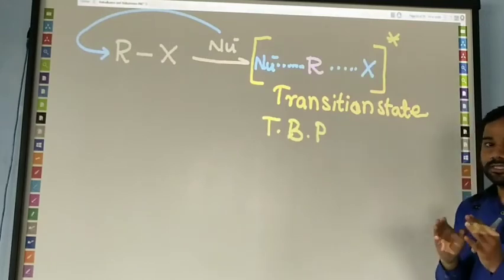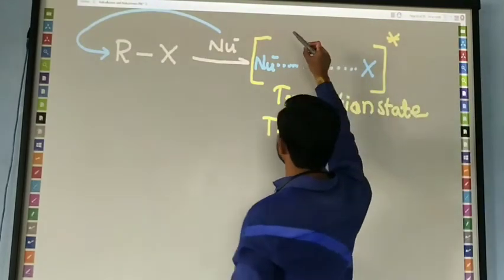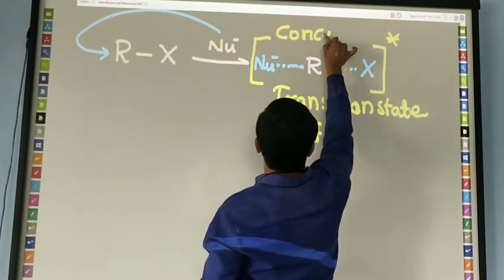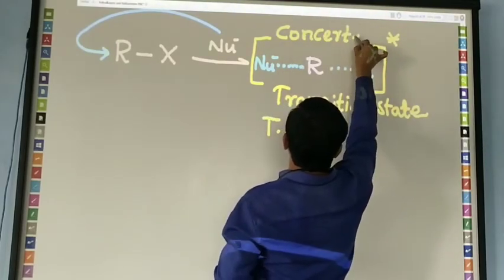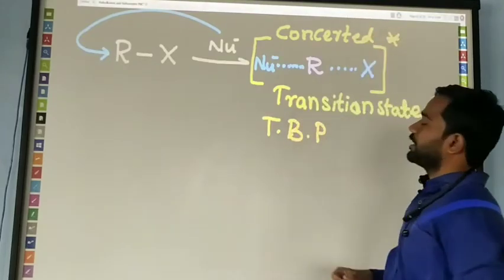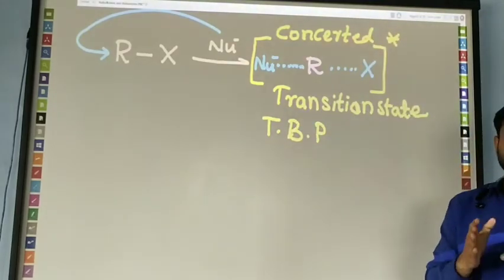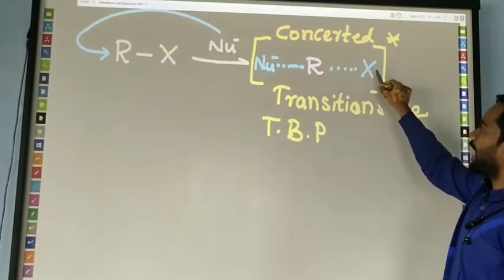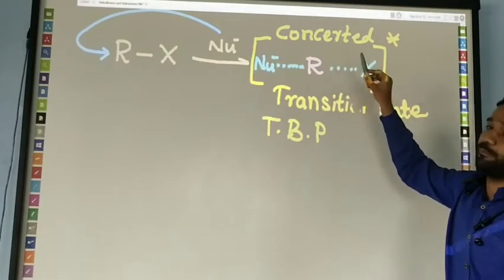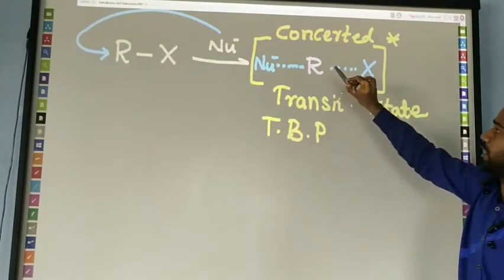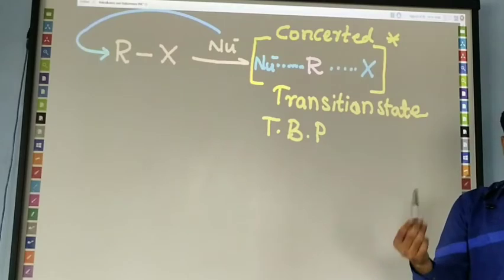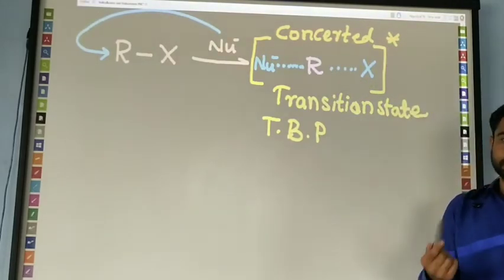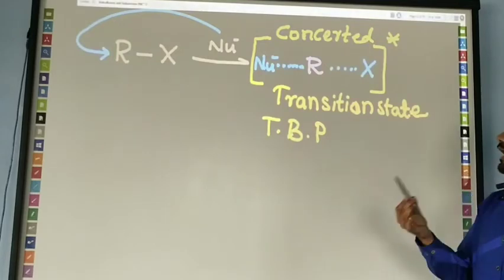there is a formation of a mechanism, and that mechanism is called the concerted mechanism. What does concerted mechanism mean? Here there is an alkyl and a halide. There is a breaking of the bond between R and X, and there is a formation of a bond between the alkyl and the nucleophile. This is known as the concerted mechanism.